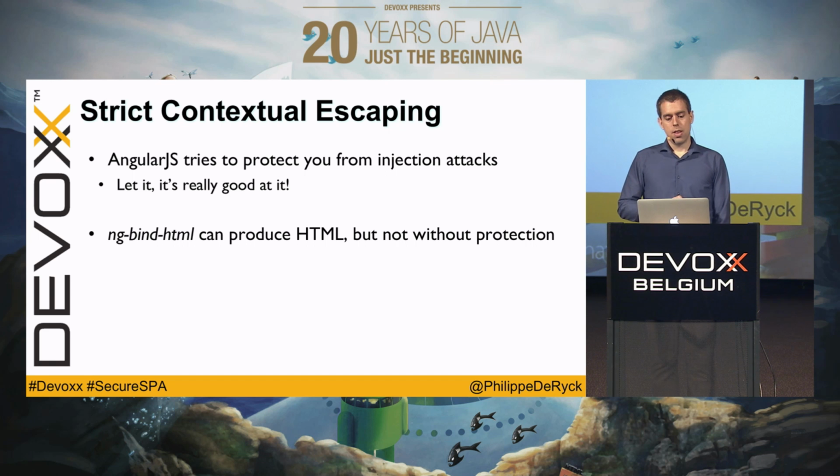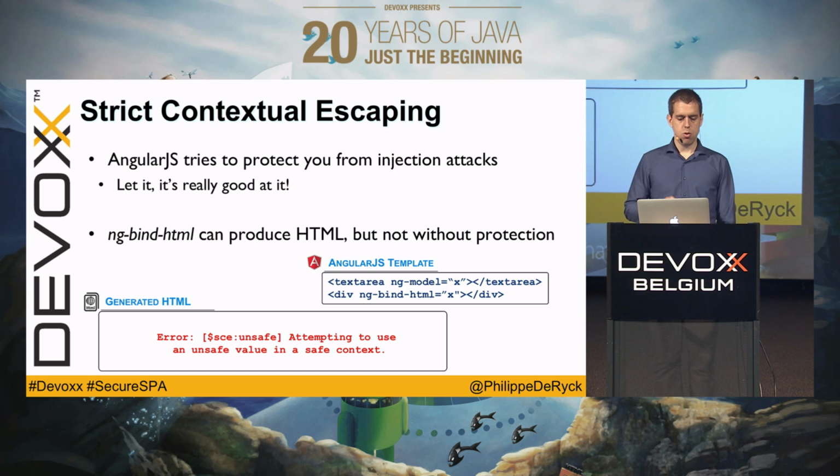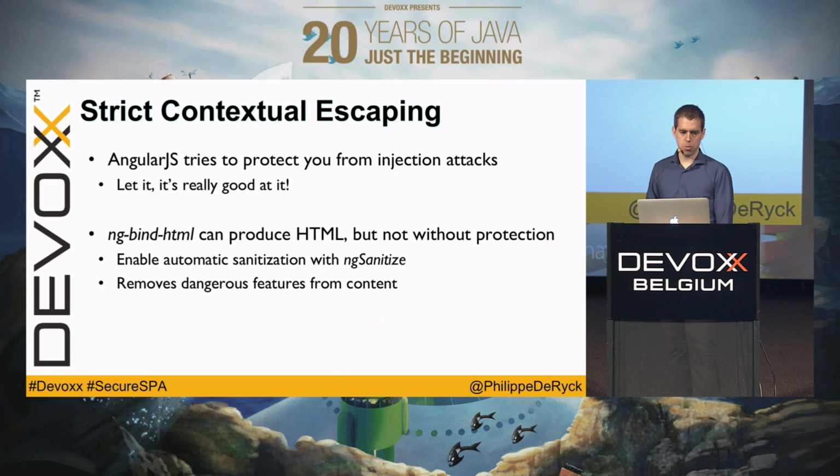ngBindHtml can produce raw HTML, but not without protection. So if you try to do this, you get this error. And this is to prevent the developer from shooting himself in the foot. Like, yeah, I want HTML here, just put it there. And Angular says, no, I will not allow this unless you declare this value as being safe. And there are two ways to do that. First way, you can sanitize the content. And this essentially means removing dangerous features.